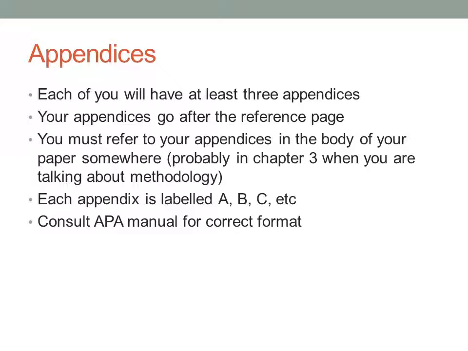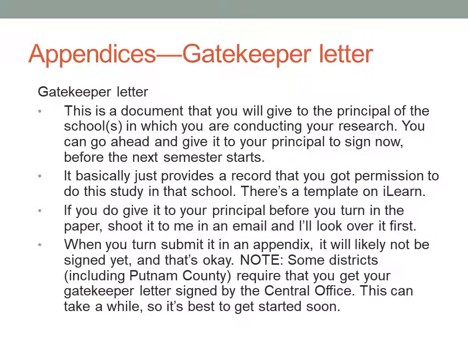Now, you've got to refer to Appendix A in the body of your paper. Otherwise, if you don't refer to it in your paper, then I don't really know what it's doing in your prospectus. So each appendix is labeled A, B, and C in the order in which they appear in the text. And there is a proper format for assembling all these appendices in the APA manual.